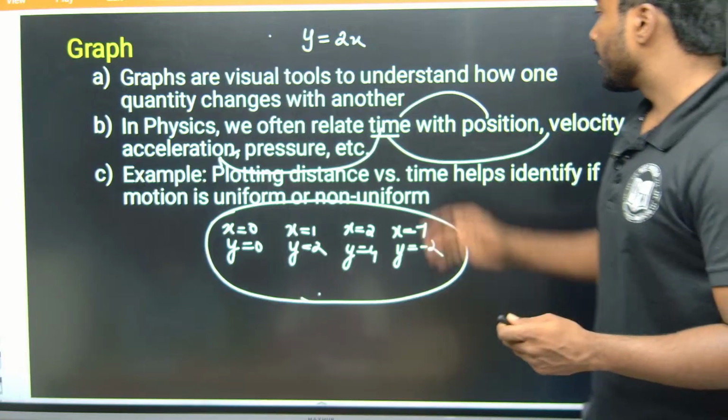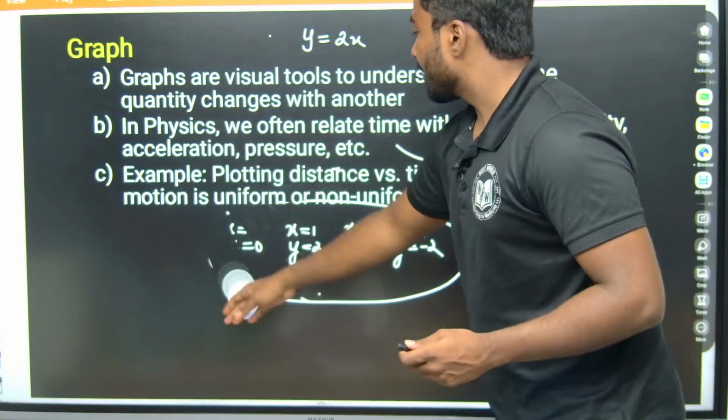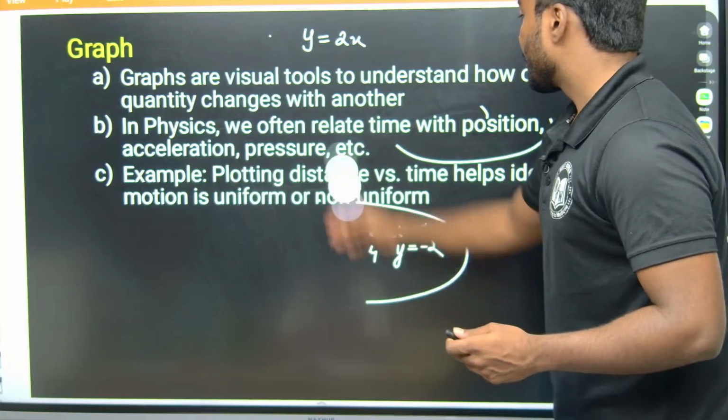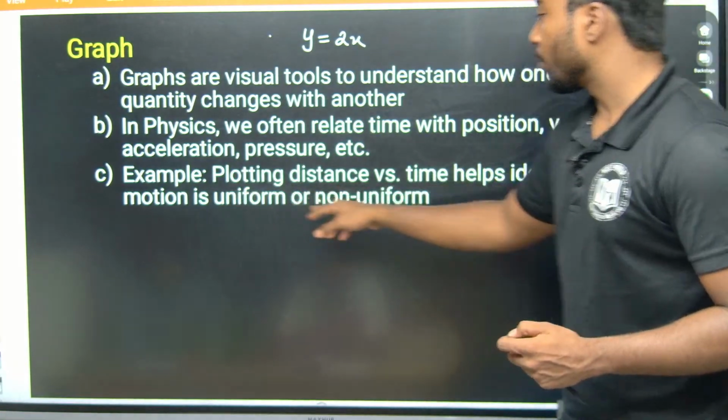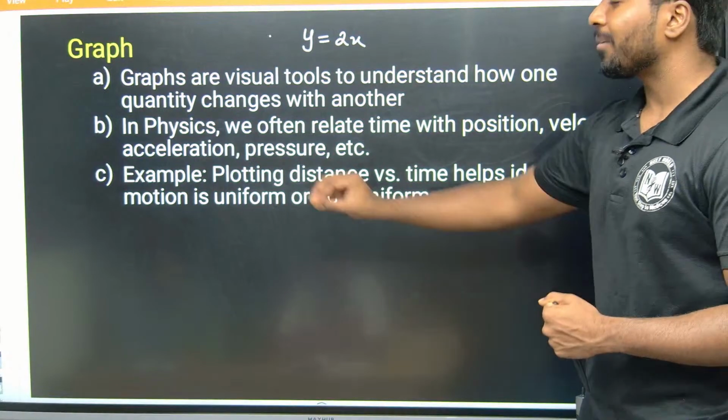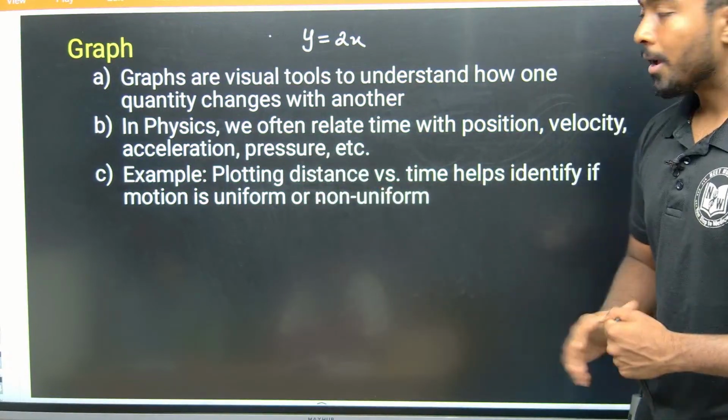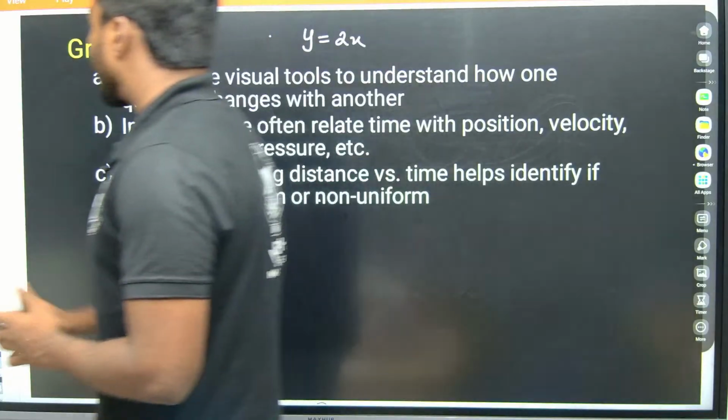Plotting a distance versus time graph helps us identify whether motion is uniform or non-uniform. That is the basic example. Now we will go into the topics.